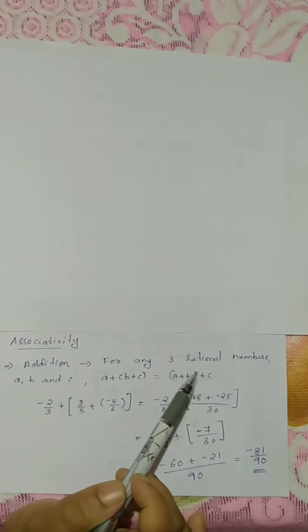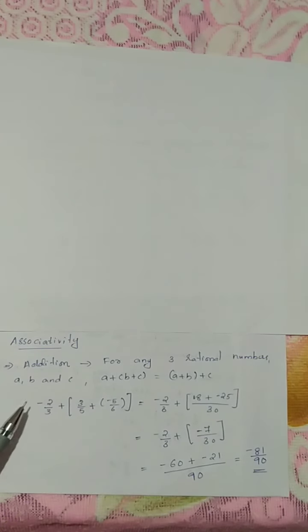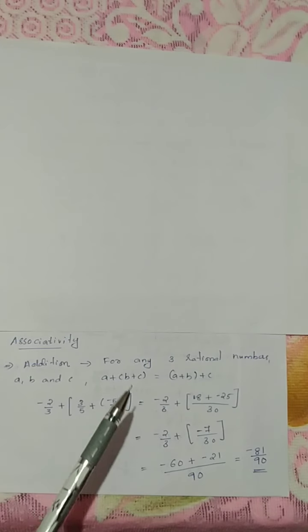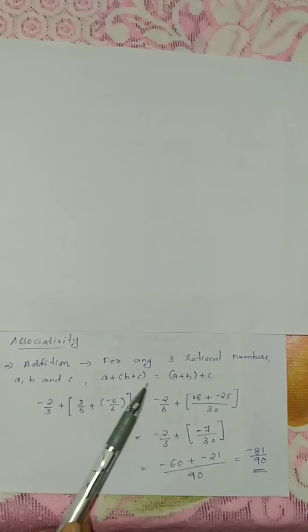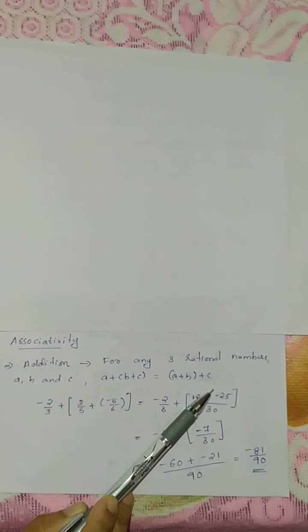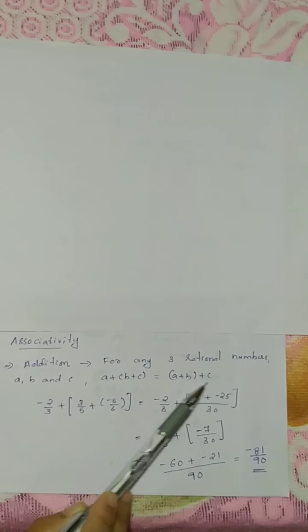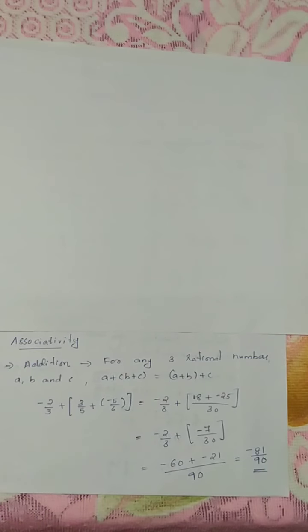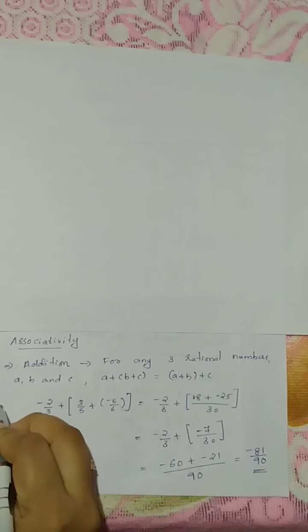For any three rational numbers a, b and c, (a plus b) plus c is equal to a plus (b plus c). When this condition is satisfied, then we can say that rational numbers under addition are associative. So we consider an example.